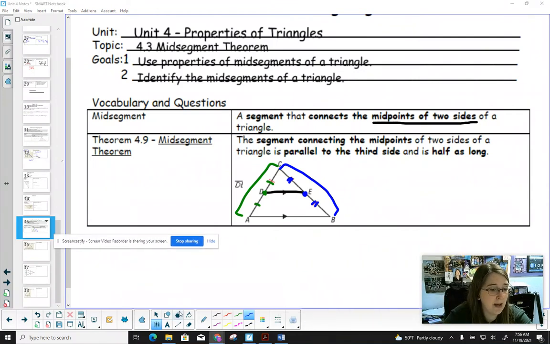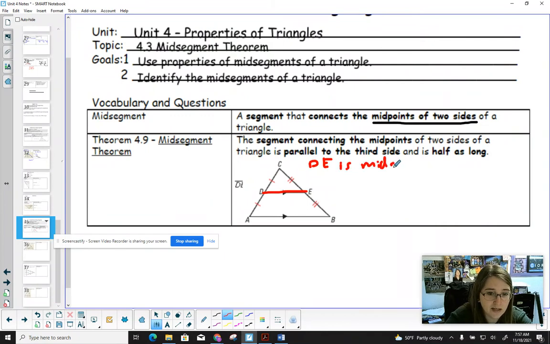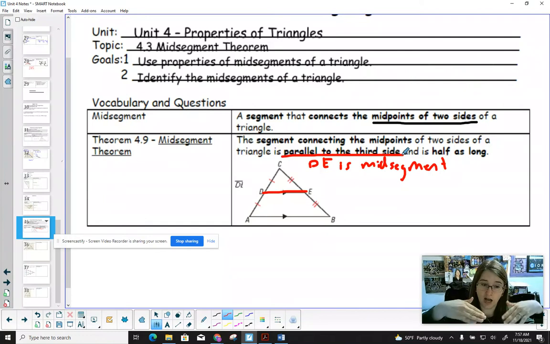Now, there's some special things that end up happening here with what we call the mid-segment. Once again, DE here is the mid-segment, the segment that connects the two midpoints of two sides. There are two cool things that happen with this, by the magic of math. One, this mid-segment will be parallel to the side it doesn't touch. We have that marked, right? These will be perfectly parallel no matter what. And also, it is half as long.